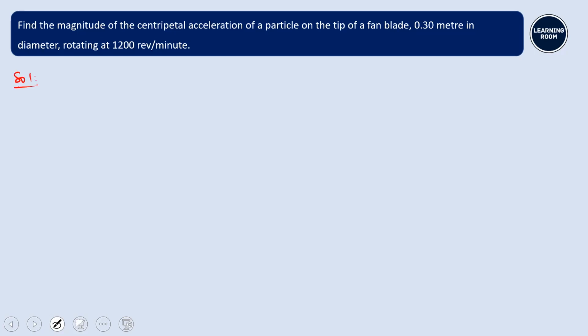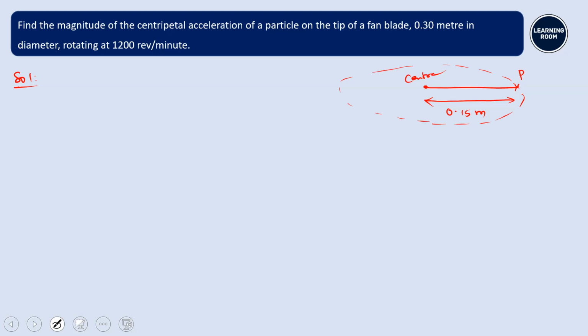So if you look at the solution here, there is a fan blade, and at the tip of it you have a particle. Since the diameter of the fan blade is given as 0.3 meter, its radius is going to be 0.15 meter if I consider this to be the center. And this is the tip at which the particle is placed. The particle is revolving in a horizontal circular path. This is how the fan blade is, and there is a particle here. It's called horizontal circular motion.